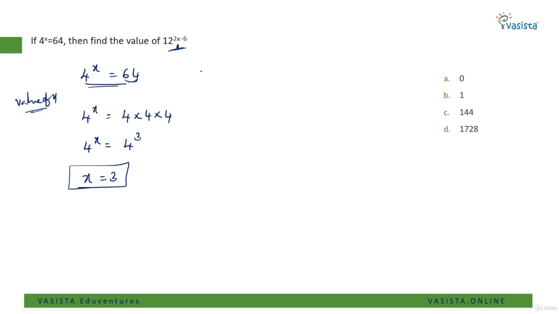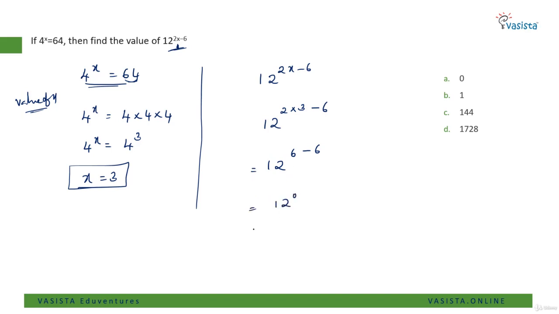Now, the question is we need to find the value of 12 to the power of 2x minus 6. Now substitute the value of x here, that is 12 to the power of 2 into 3 minus 6. So 12 to the power of, 3 2s are 6, 6 minus 6, right? So that is nothing but 12 to the power of 0.